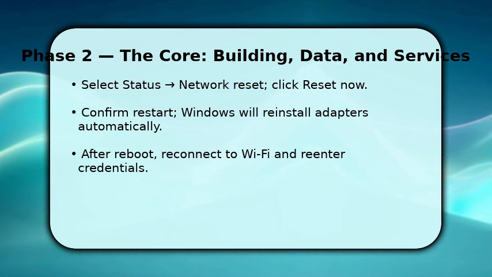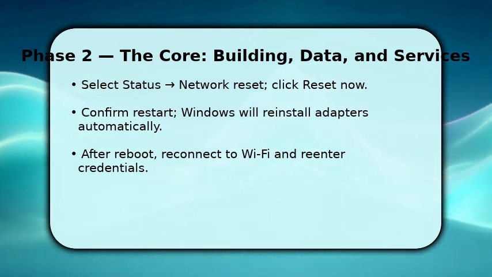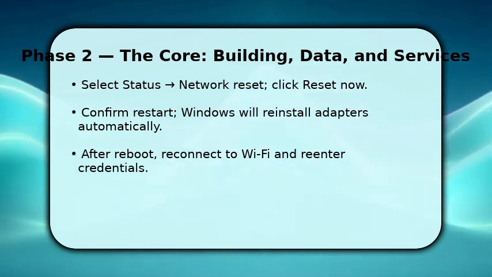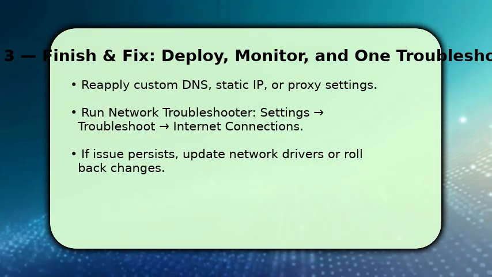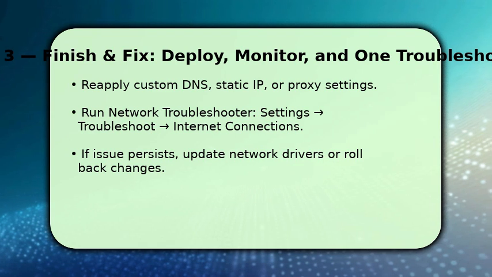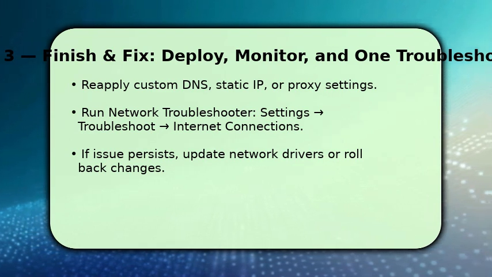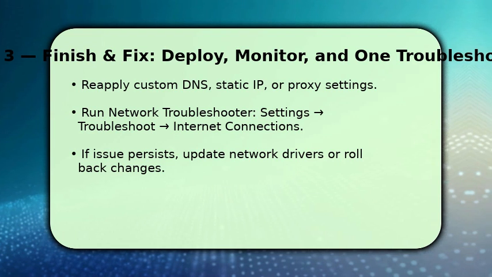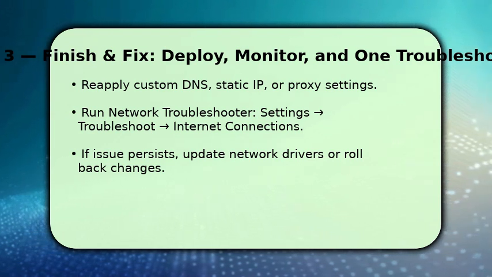This clears corrupted settings. You finish by restoring any saved custom settings like DNS, static IP, or proxy because the reset removes them. Once configured, test connectivity by loading multiple websites and running the Windows Network Troubleshooter under Settings > Troubleshoot > Internet Connections.